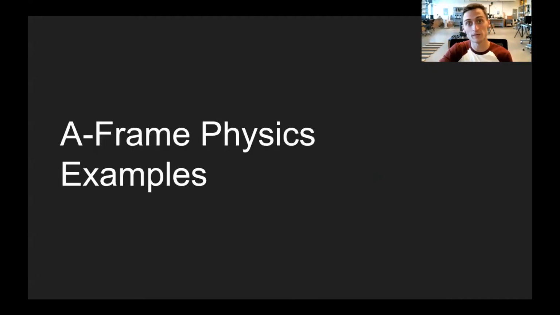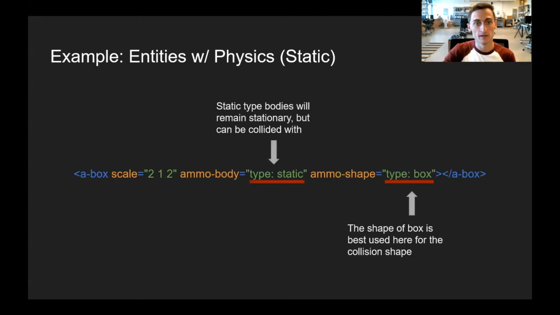All right, so here's a few examples. So this is a box that is static. So what does that mean? An ammo body that is defined as type static means that it will never move, no matter what. And it's still a physics body, but it won't move. It won't even be affected by gravity.